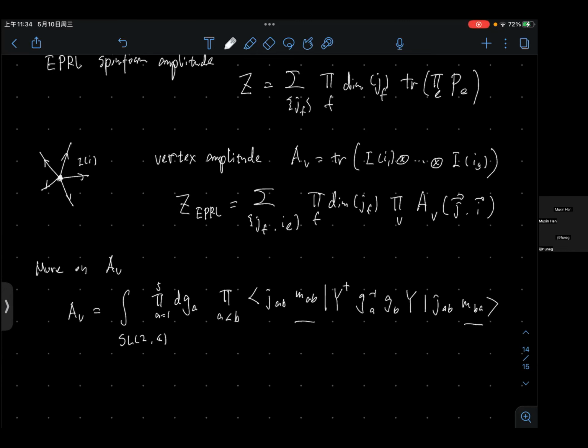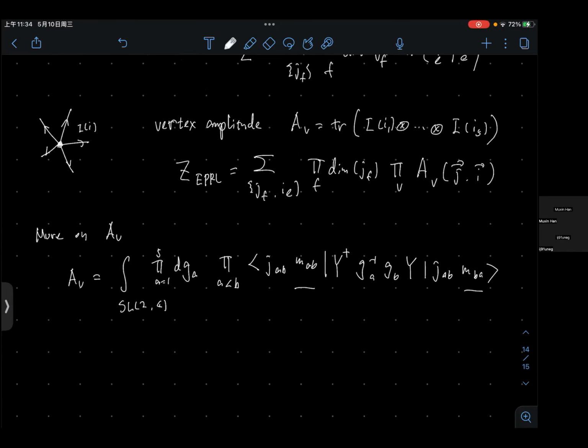So this is the explicit expression for the vertex amplitude, and you can make it even more explicit by using the definition of the Y map. Because it's just, by using the canonical basis, the Y map maps SU2 states into the canonical basis of SL2C. So it is 2 gamma j_AB.